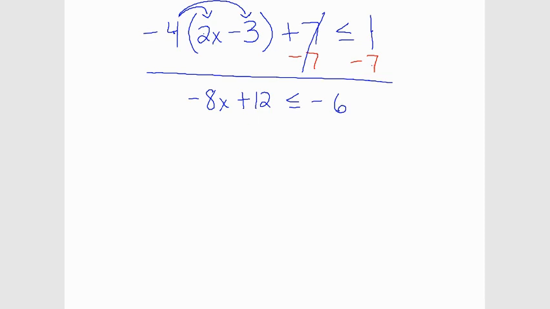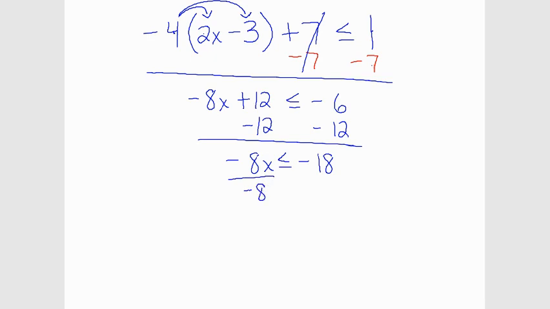Let's go ahead and subtract 12. I get negative 8x less than or equal to negative 6 minus 12 is negative 18. And here we get to the real crux of why I wanted to do a separate video on solving inequalities, is because of the one rule where when you divide or multiply by a negative in the effort to solve at any point, you have to take the inequality and you have to flip it.